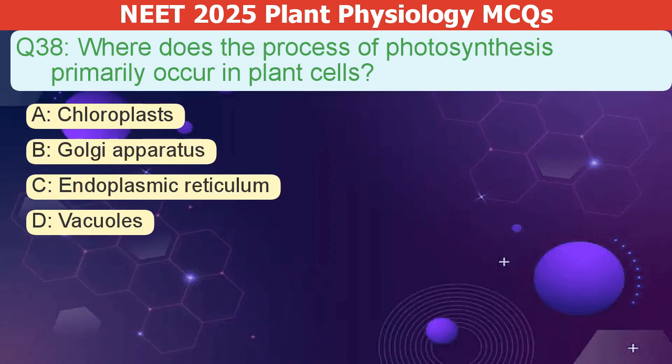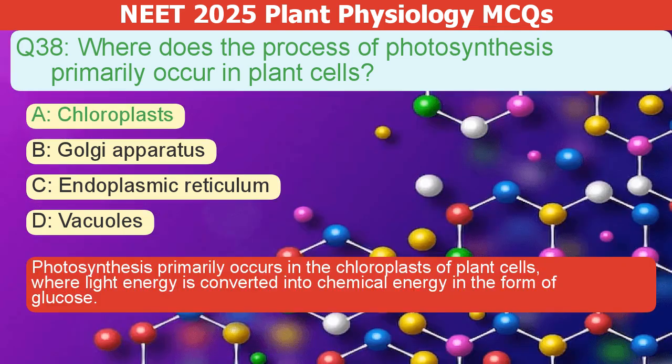Where does photosynthesis primarily occur in plant cells? A. Chloroplasts. B. Golgi apparatus. C. Endoplasmic reticulum. D. Vacuoles. The correct answer is A. Photosynthesis primarily occurs in the chloroplasts of plant cells, where light energy is converted into chemical energy in the form of glucose.